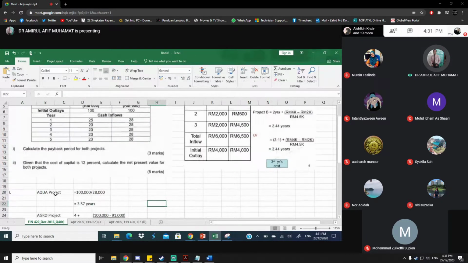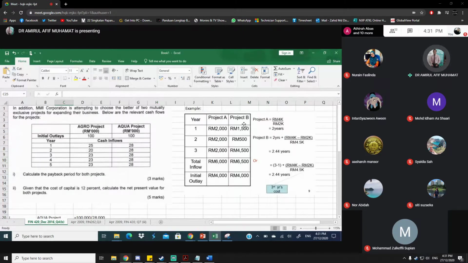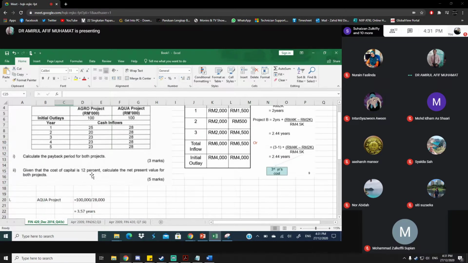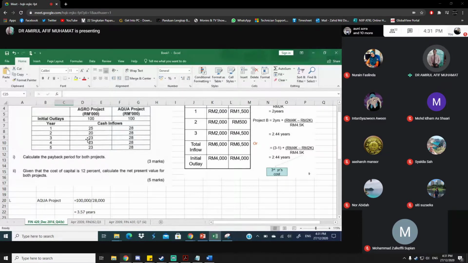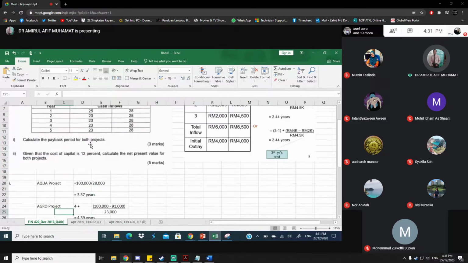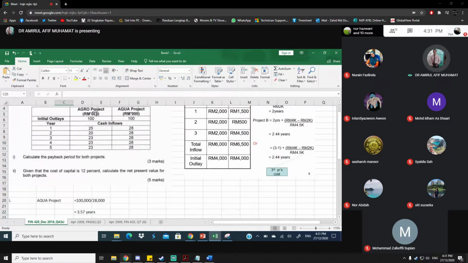Okay, and then for the agro project, same like here. For the agro project, you need to count for each year until you are nearly able to find the total initial outlay. So the initial outlay is 100,000. If you add up the first year plus the second year plus the third year plus the fourth year, you will only get 91,000. That means you will need some portion from the fifth year to cover the cost of 100,000.